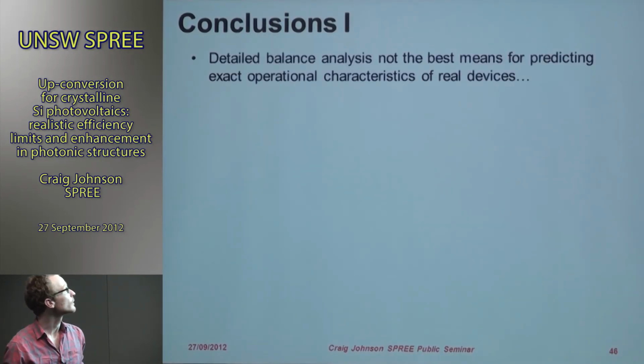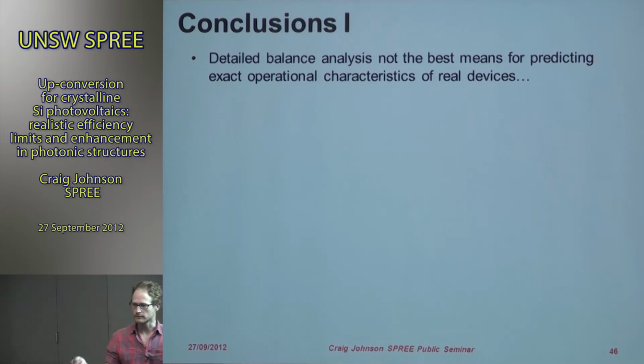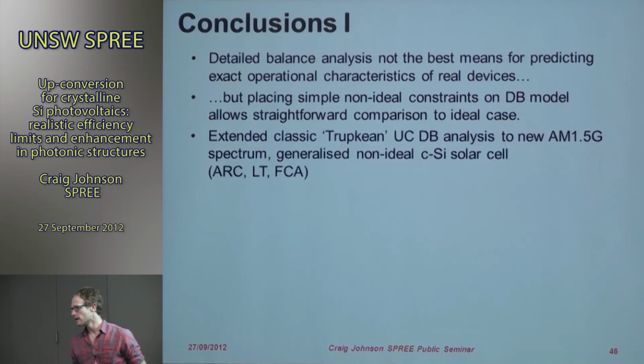So just run through some conclusions quickly. Remember way back in the beginning when I was talking about the detailed balance, it's not the best means for analyzing or predicting the real operational characteristics of devices. But if you place simple constraints on the detailed balance model, I think it allows for straightforward comparison between the non-ideal and the ideal cases. So what we did was extend the classic Trupke upconversion detailed balance analysis to the new AM1.5D spectrum. That was kind of a bonus. And to the generalized non-ideal crystalline silicon solar cell. We did that by incorporating anti-reflection coating and light trapping and free carrier absorption.